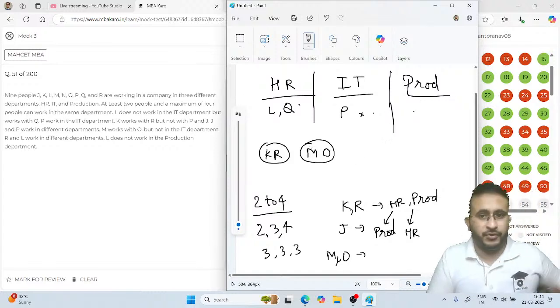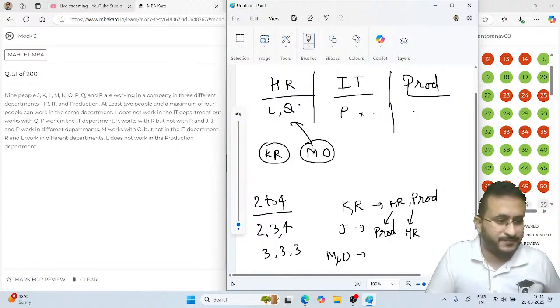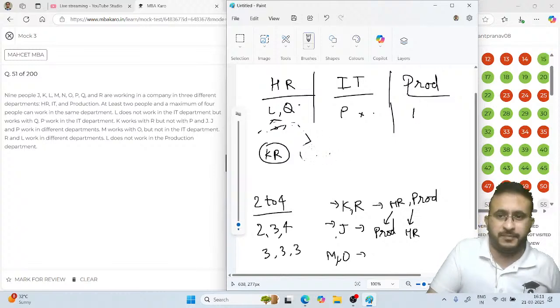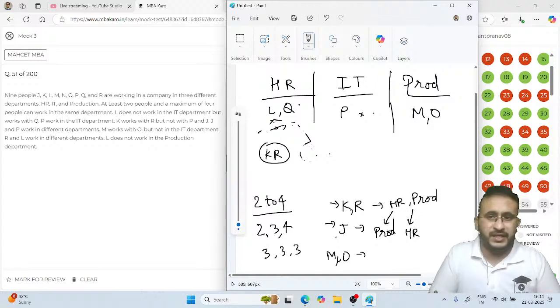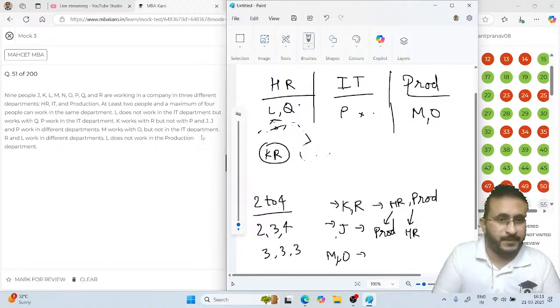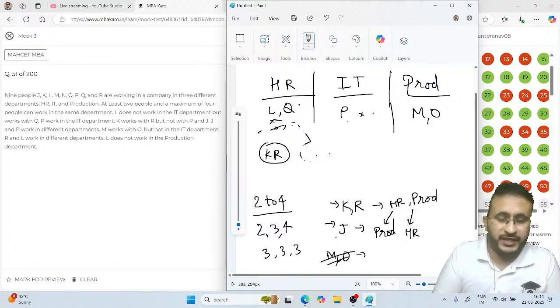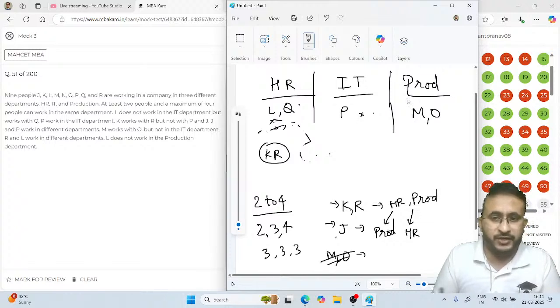ठीक है. अब देखो M and O if we put in HR, ठीक है. So we know that either ये या ये HR में आएंगे. So if you put M and O in HR and J also in HR, it will become 5, right? So it is not possible. So that means M and O will go into this department, production department. ठीक है. M and O यहाँ गए. So M and O भी sort out हो गए. Then KR and J. So they cannot work in IT department, KR. So they have to be HR or production department.